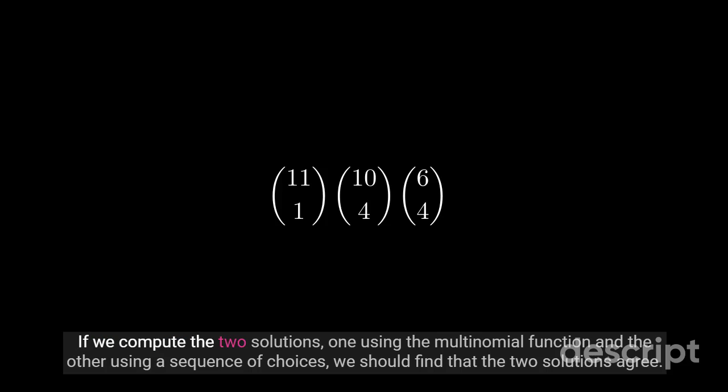If we compute the two solutions, one using the multinomial function and the other using a sequence of choices, we should find that the two solutions agree. Next, problem 1-111 asks, given a bag with many marbles in each of 4 colors, count the ways to select 12 marbles. Count the distinguishable ways to put 12 of them in a row.